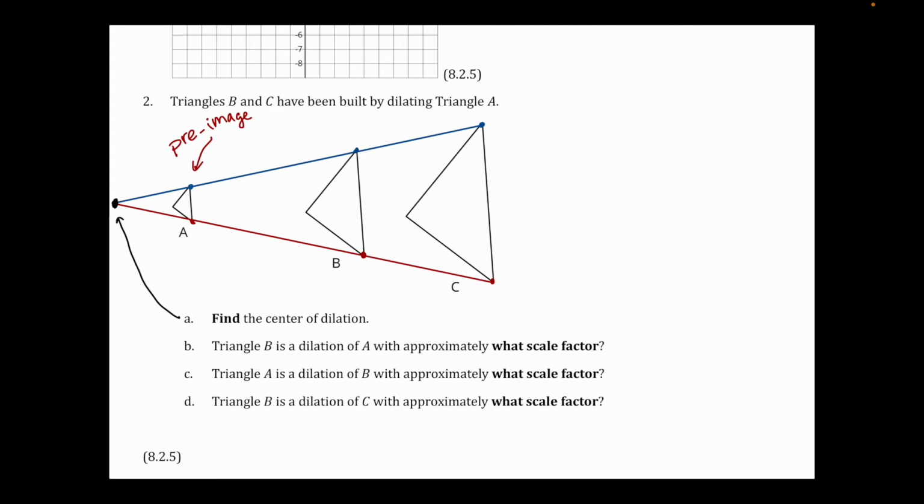Okay, now let's look at B, C, and D. They are saying triangle B is a dilation of A with approximately what scale factor? So they want to know what scale factor are we using to change A into B? So if they say B is a dilation of A, that would be A, meaning A is our pre-image.